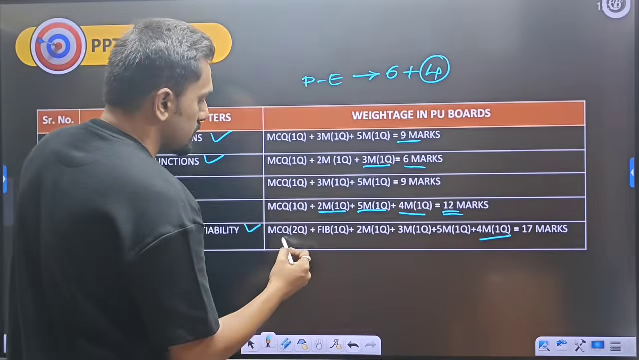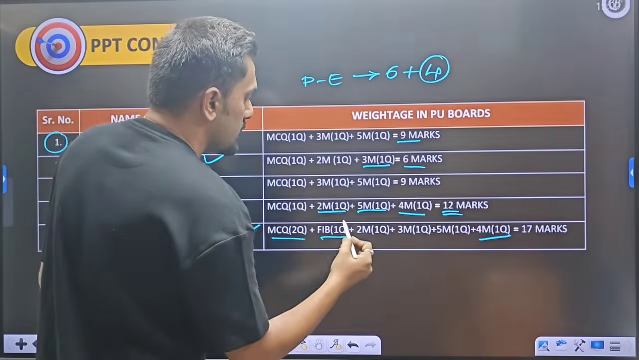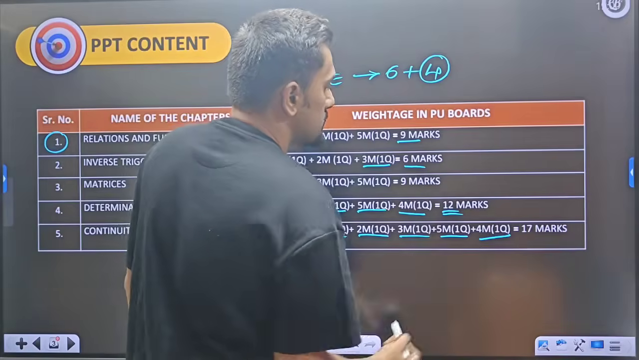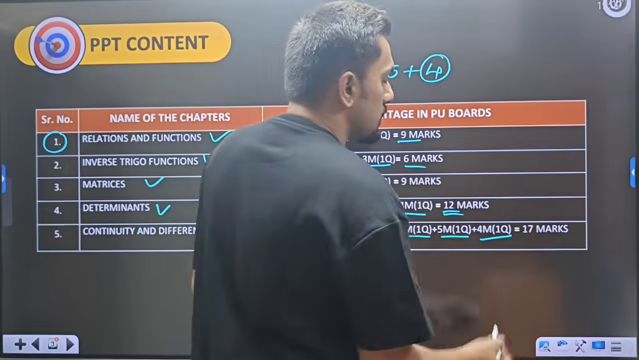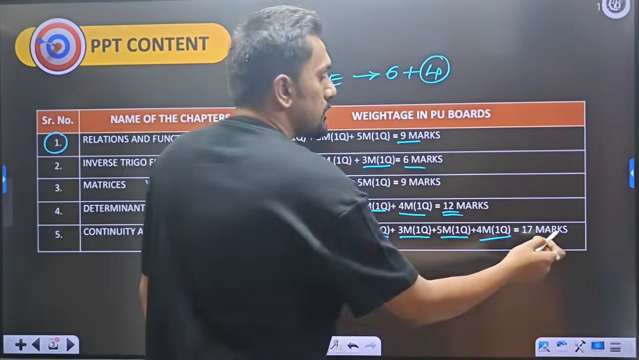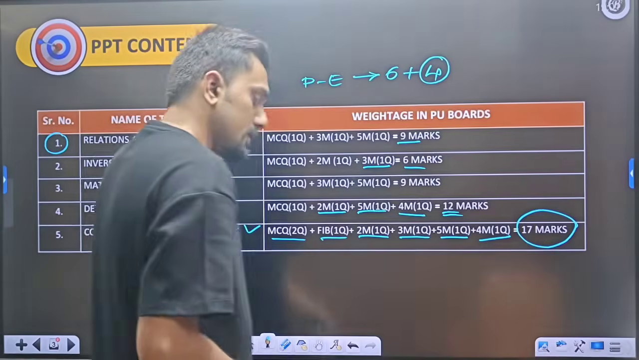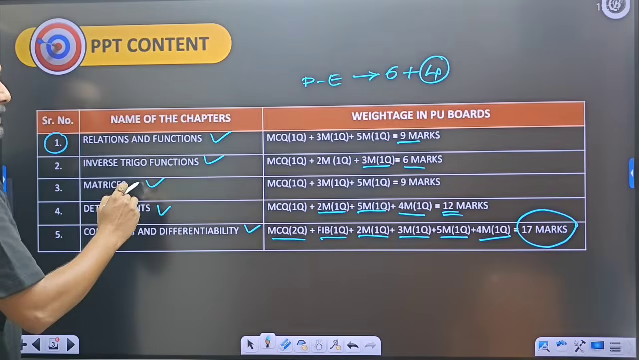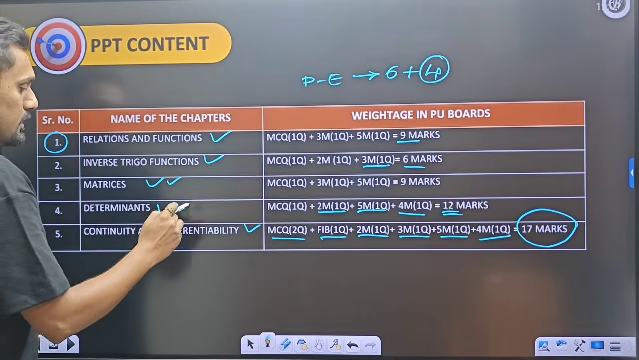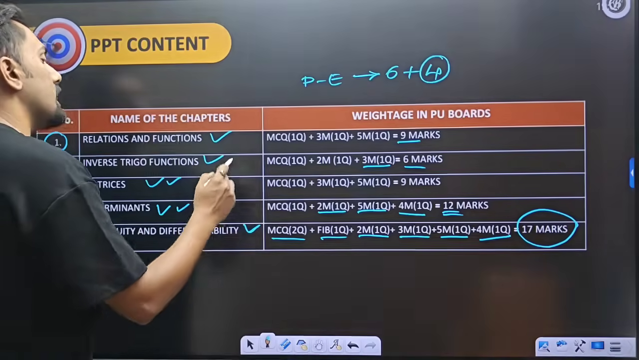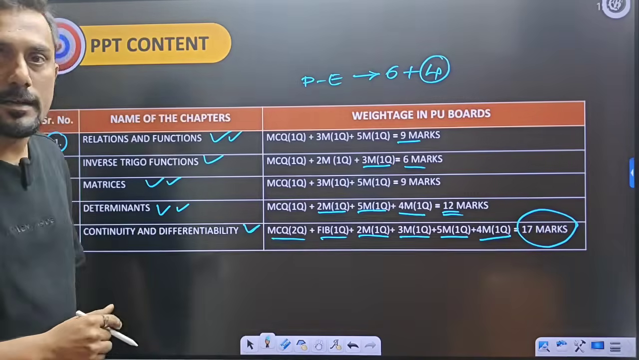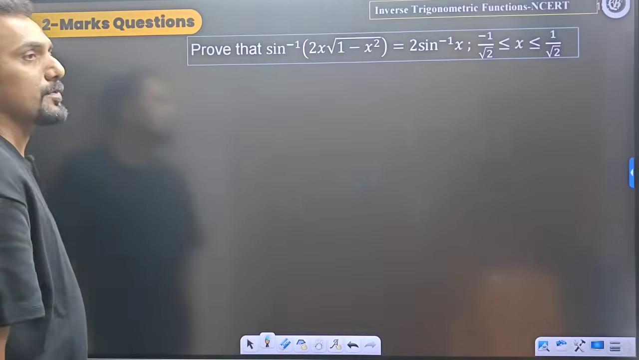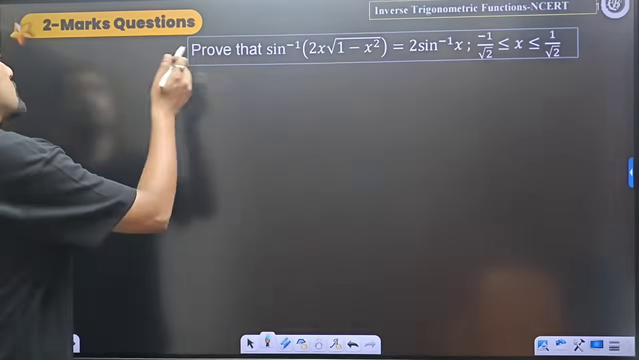Continuity and differentiability: 2 MCQs, 1 fill in the blanks, one 2 mark question, one 3 mark question, one 5 mark question and one 4 mark question, totally 17 marks. Okay, so we will start with inverse trigonometric functions followed by matrices and determinants, continuity, differentiability. At the end we will discuss relations and functions. So let us begin with inverse trigonometric functions. These are some 2 mark questions.